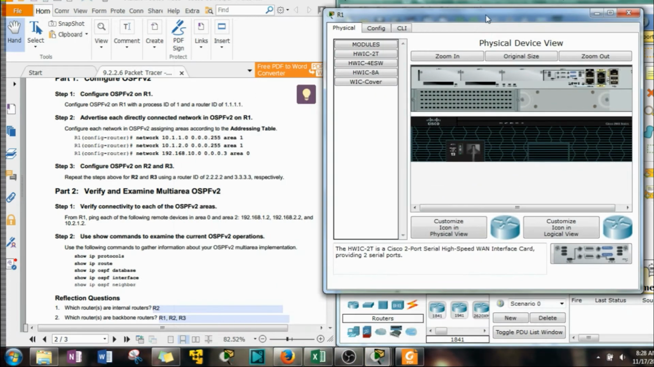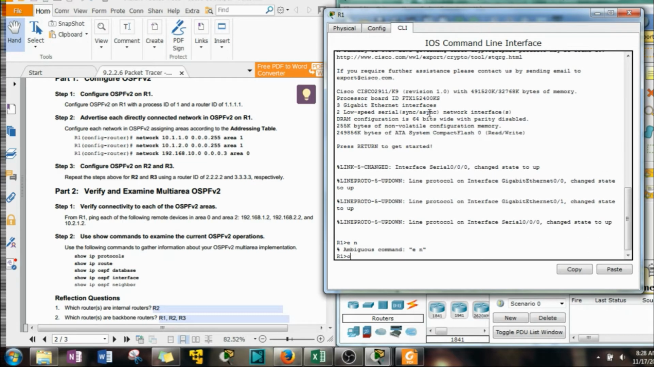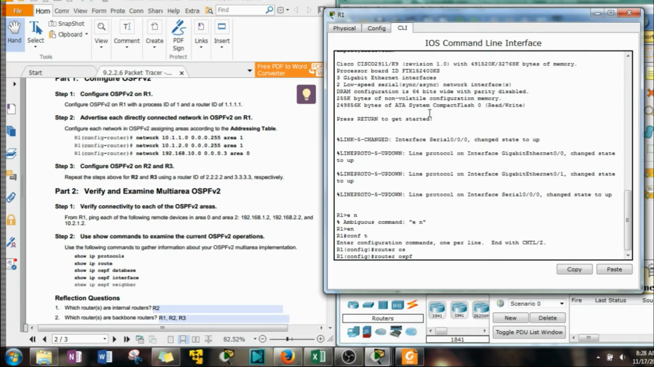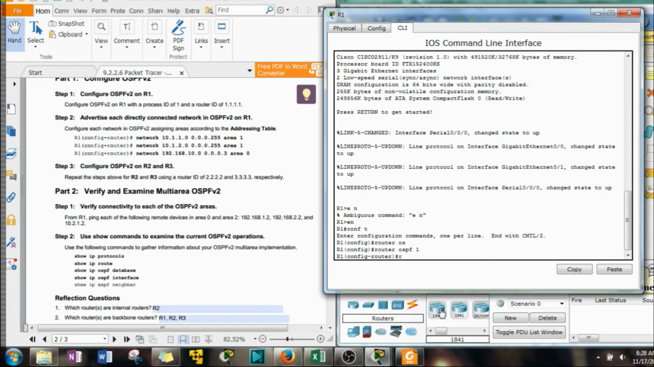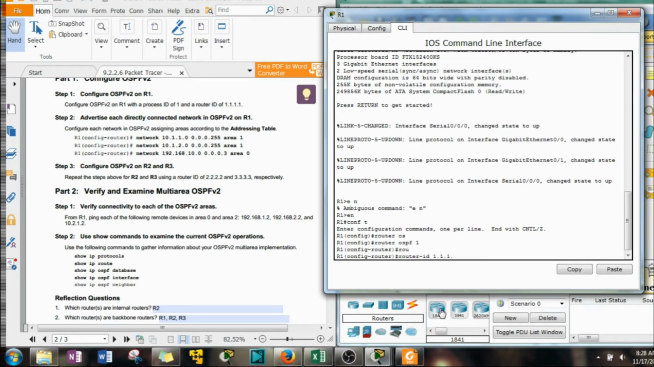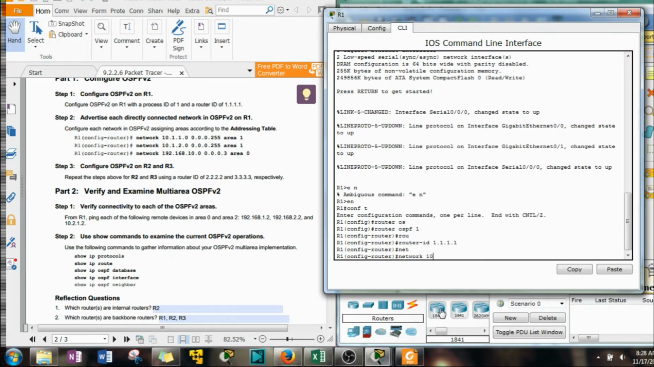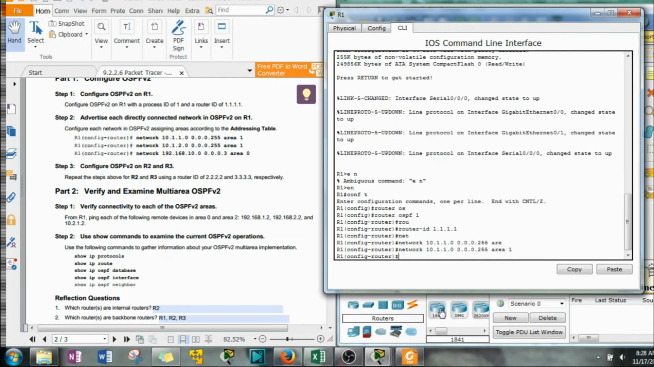R1. All right, so router OSPF, and we're going to give the process ID of 1. Let's give ourselves a router ID of all ones. Next, let's do our network commands. Network 10.1.1.0. Wildcard mask is going to be 0.0.0.255. Area 1. Enter.